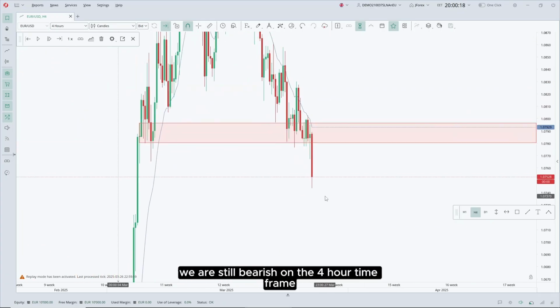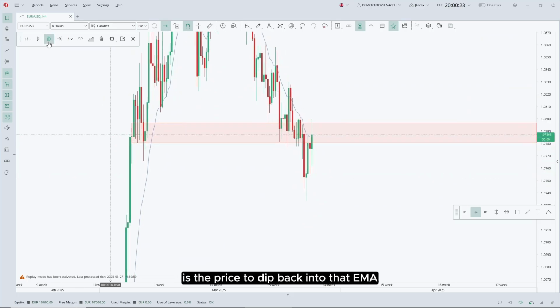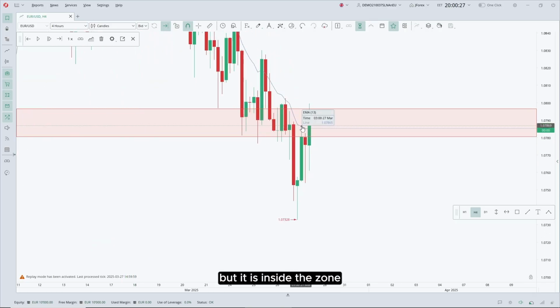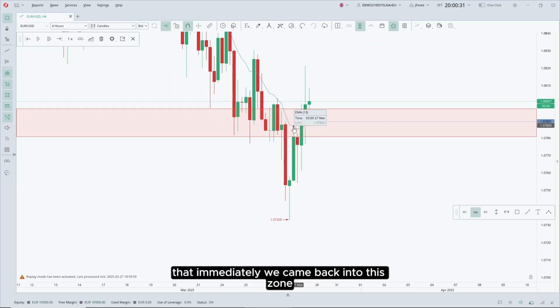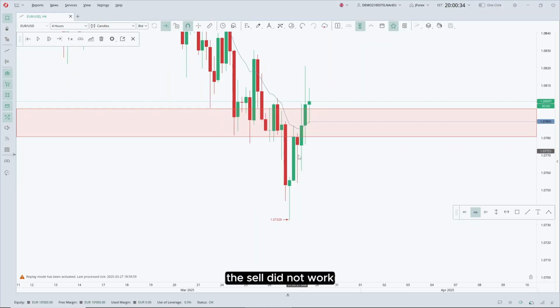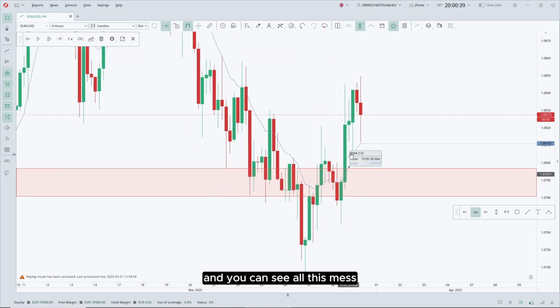On the 4-hour time frame, what we are waiting for is the price to dip back into that EMA. We came back into this EMA, but it is inside the zone. We are not looking to sell. As you can see, immediately we came back into this zone, the sell did not work. It is because we are in that zone, and you can see all this mess.